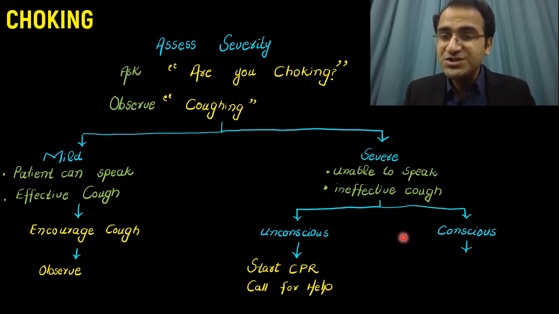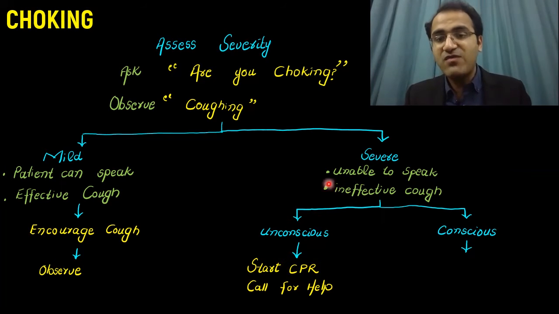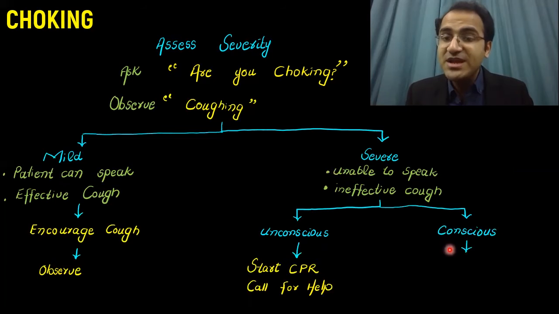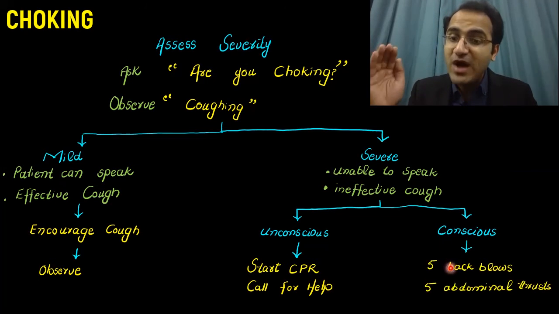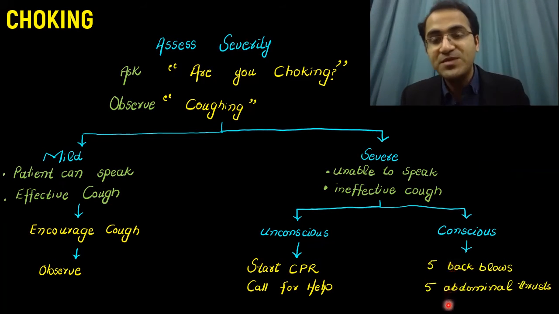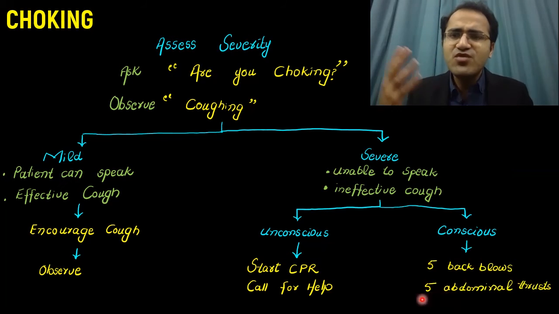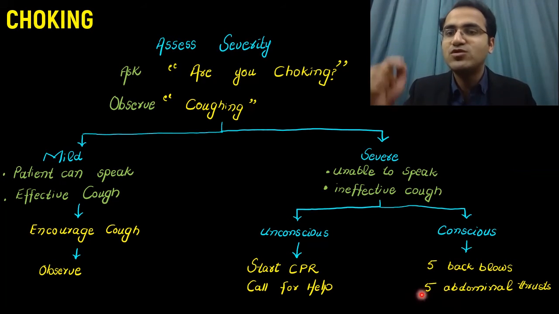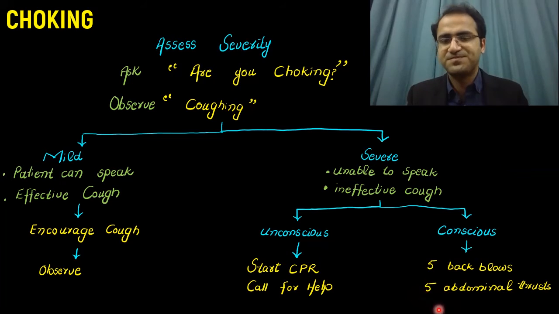If the patient is conscious and has an ineffective cough, or is unable to speak, and is having severe choking, then in a conscious patient you have to give 5 back blows and 5 abdominal thrusts. It means that the patient would not be able to cough the thing out, and we have to help the patient by giving back blows and abdominal thrusts.